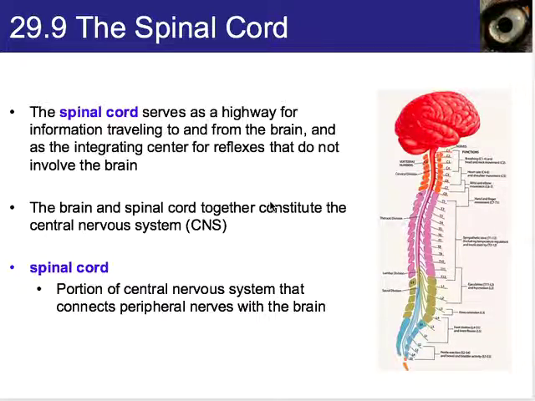Remember, the spinal cord and the brain are part of the central nervous system, and many of the nerves found in both the spinal cord and the brain are interneurons. So the spinal cord is a portion of the central nervous system that connects the peripheral nervous system to the brain. Remember, the peripheral nervous system is the nerves in the rest of the body.